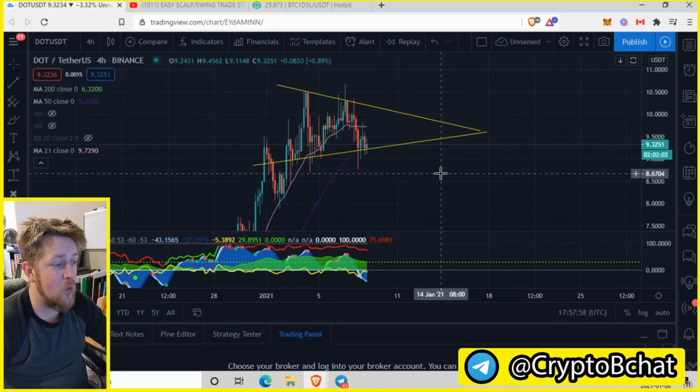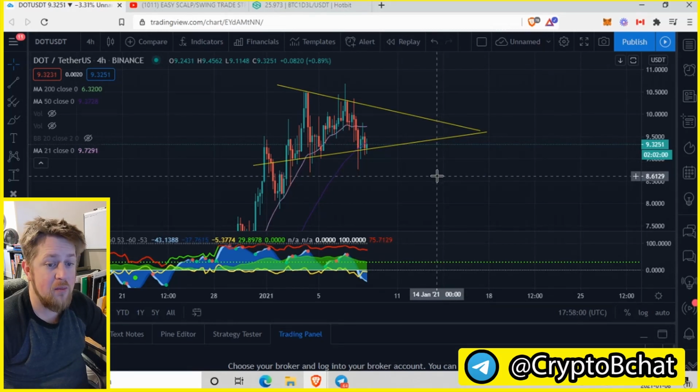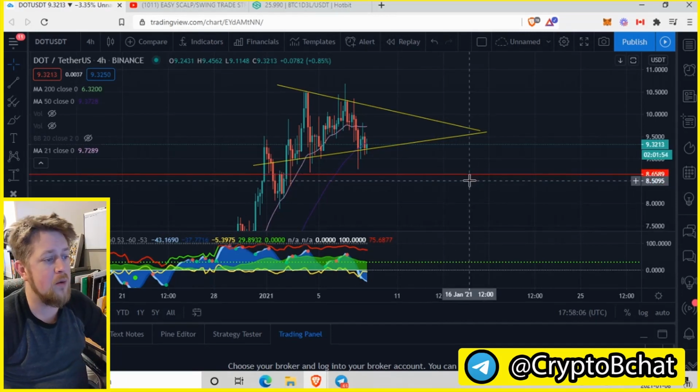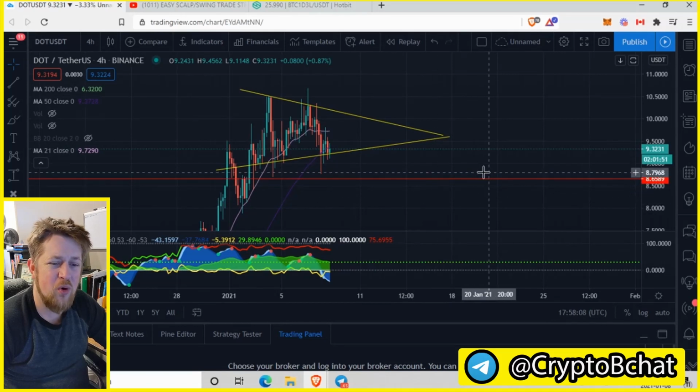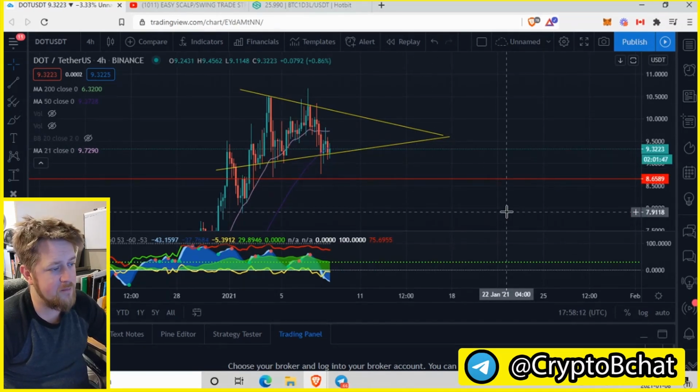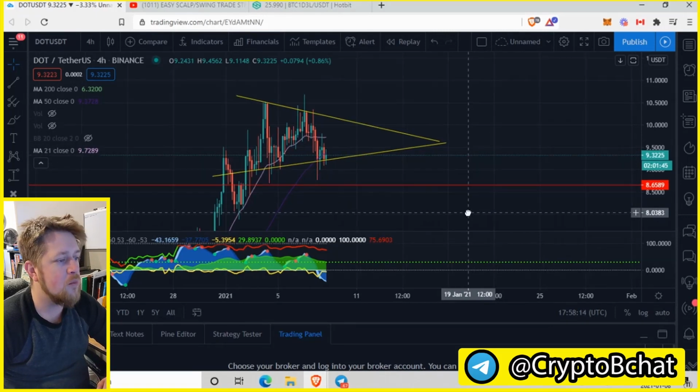So at this point, I would probably run my stop maybe just below that $8.65, I think. That's probably where I would put my stop loss. And I always put on my charts my stop loss in red. That way, red means stop. You know, it's pretty convenient.